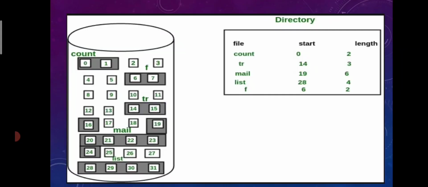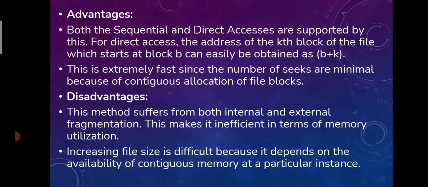As you can see in the diagram, the directory starts with count from 0 to 2. Next, tr starts from 14 with a length of 3, so it goes to 16. The mail starts from 19 and has a length of 6, so 19 to 24. The list starts at 28 and has a length of 4, so 28 to 31. And f starts from 6 with a length of 2, so 6 and 7. So this is how contiguous memory allocation works.